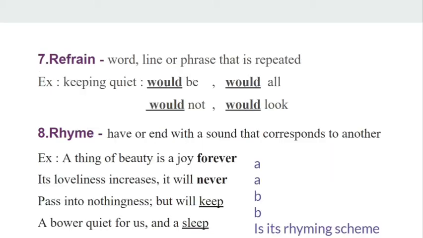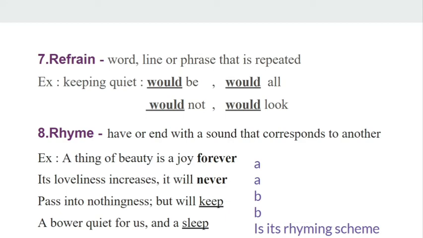Now, the seventh poetic device is refrain. Refrain is a word, line or phrase that is repeated again and again in a text. From our Keeping Quiet poem, we could see that the word "would" is repeated again and again, which is an example of refrain.